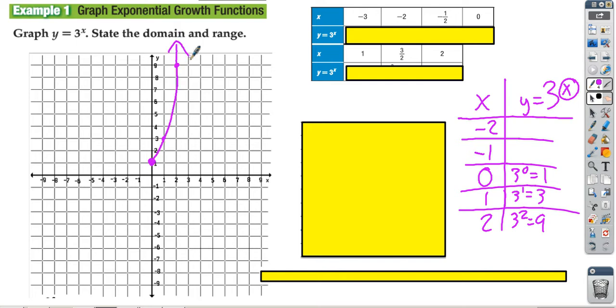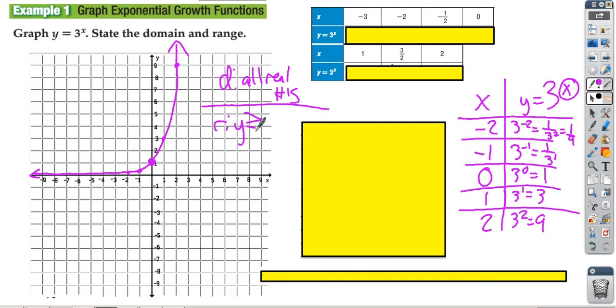And then 3 to the negative 1 is like 1 over 3 to the positive 1, so 1/3. So -1 comma 1/3 is about here, and 3 to the -2 is 1 over 3 to the +2, or 1 over 9. So -2 comma 1/9 is about right here, and you can see it's going to get really, really close to 0, but it never actually touches. That's an asymptote.